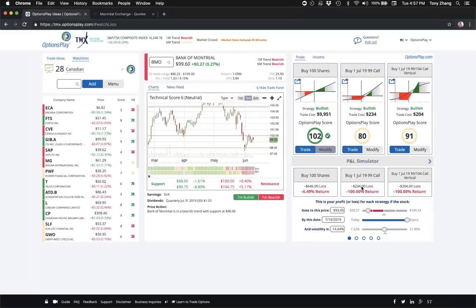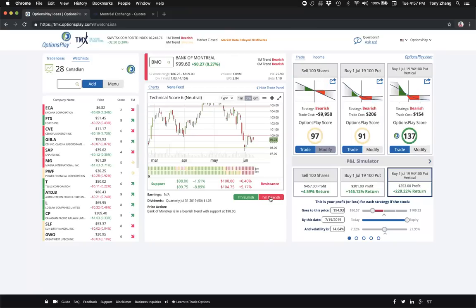So my losses are capped at $234, but if the stock moves higher and higher, my gains, as you can see, are magnified by the fact that I only have to pay $234 to buy this call versus $10,000 to buy the stock. And this gives me the leverage that I want when I'm buying that call option.